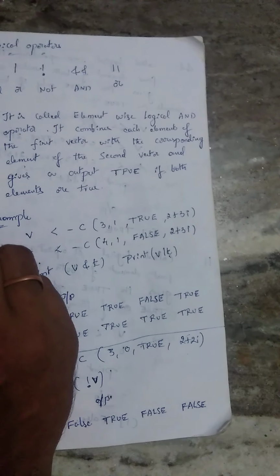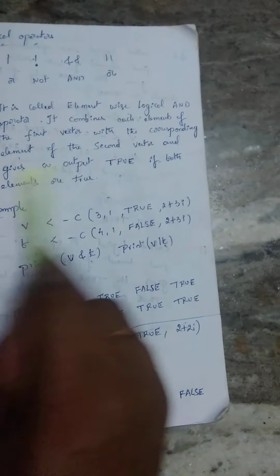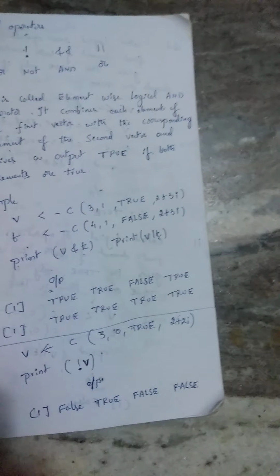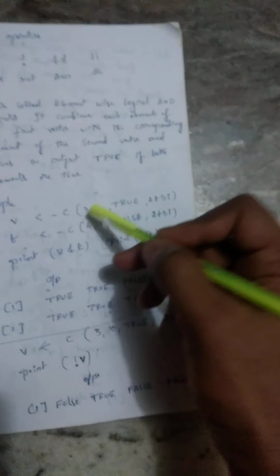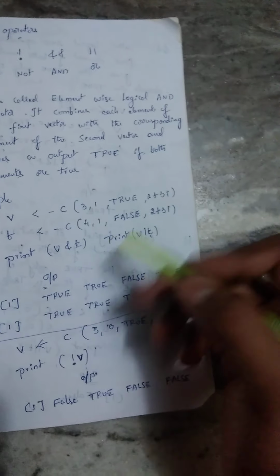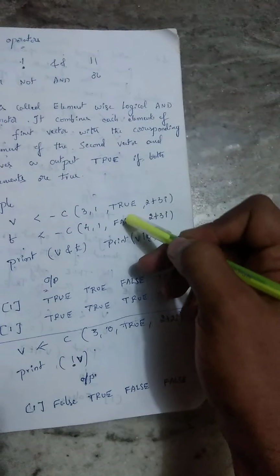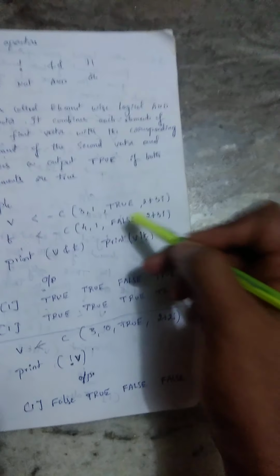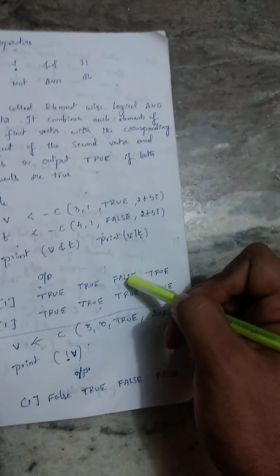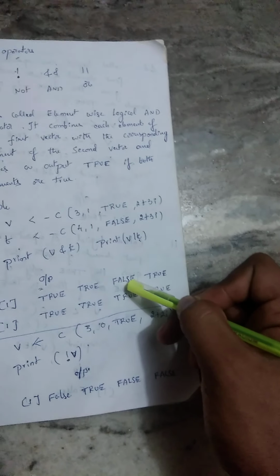What is the use of the AND operator? AND means if both the elements are true, you get a true. 3 and 4 are nothing but true. And 1 and 1 is also true. True and false, only one is true, so you get false. If both are true, you get a true. If one is false and one is true, you get false here.